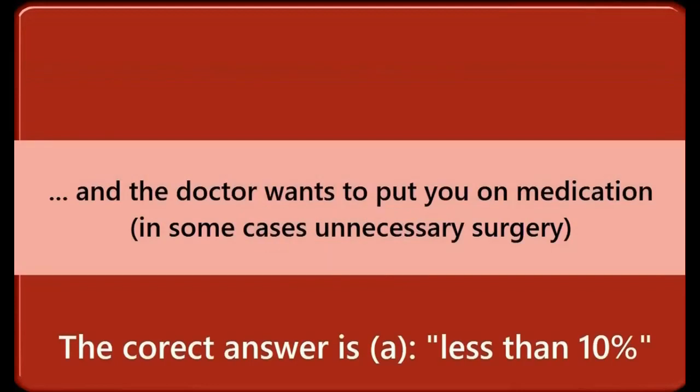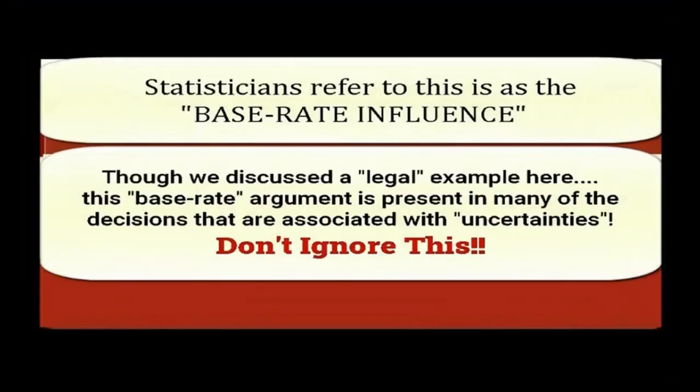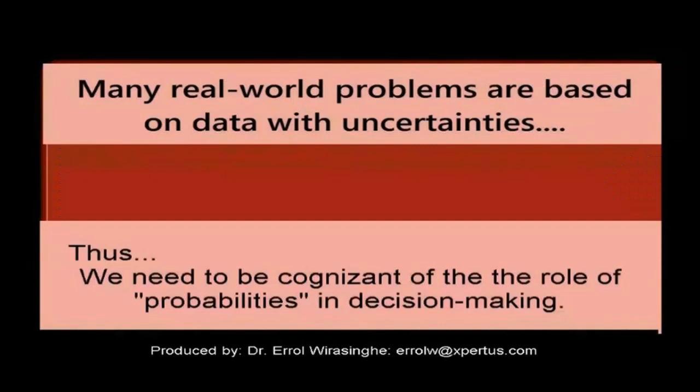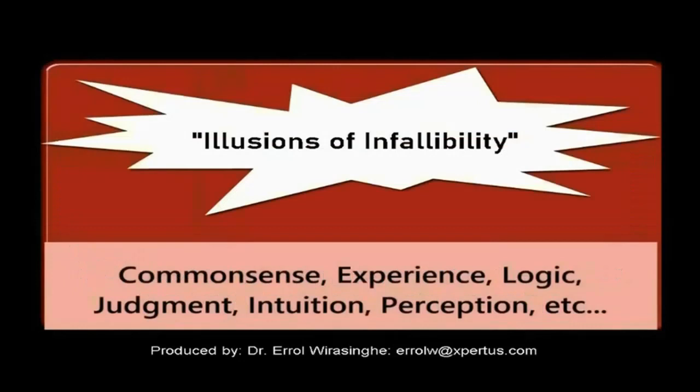And the doctor wants to put you on medication. Statisticians refer to this as the base rate influence. This base rate argument is present in many of the decisions that are associated with uncertainties. Don't ignore this. Many real-world problems are based on data with some degree of uncertainty. Thus, we need to be cognizant of the role of probabilities in our decisions.